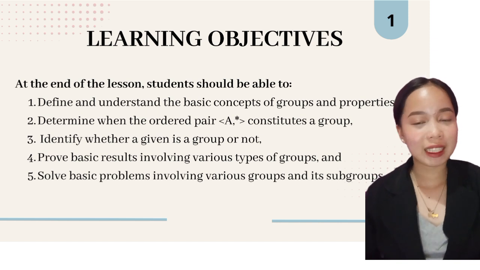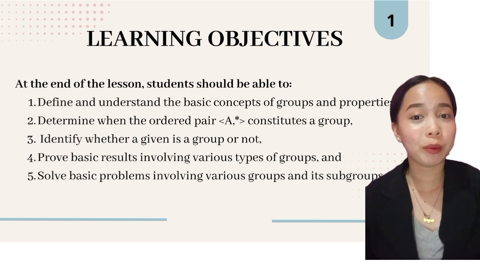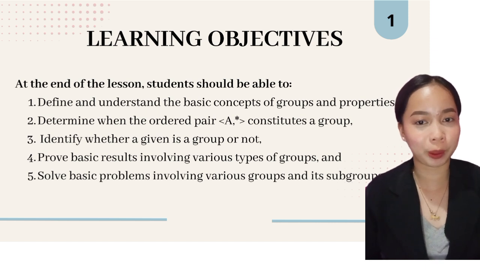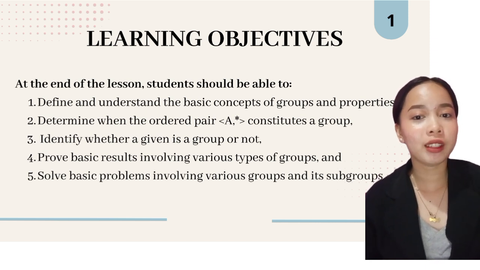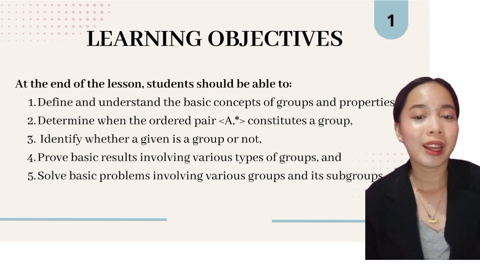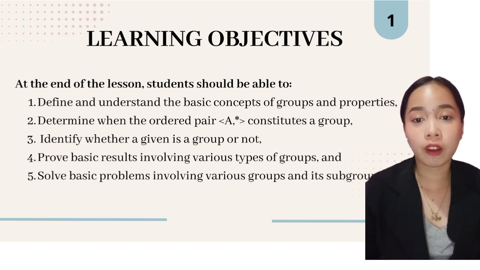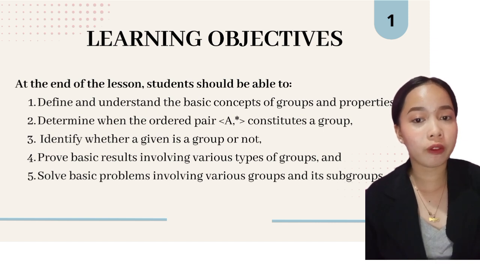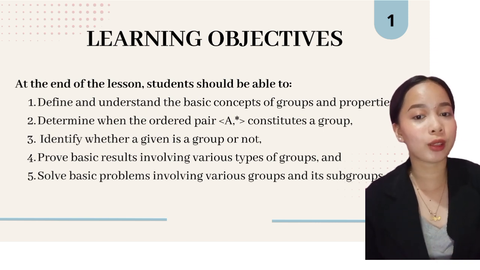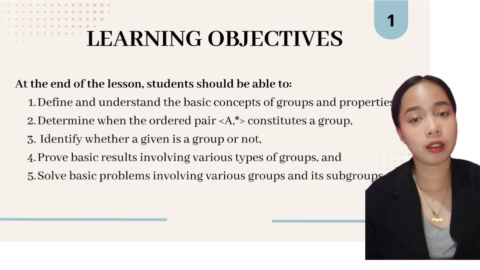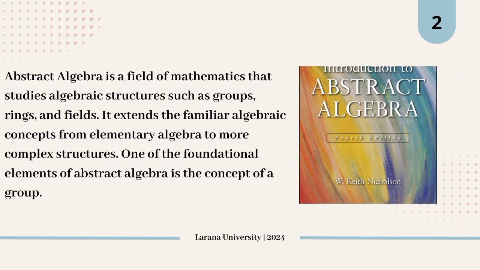So, at the end of the lesson, the student should be able to define and understand the basic concepts of groups and properties, determine if the ordered pair A and star constitute a group, identify whether a given set is a group or not, prove basic results involving various types of groups, and solve basic problems involving various types of groups and their subgroups.